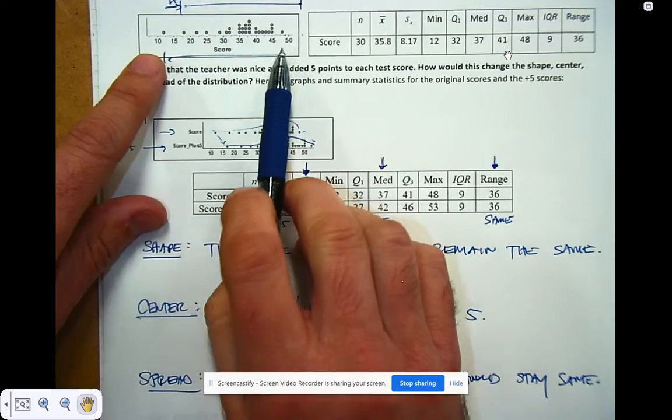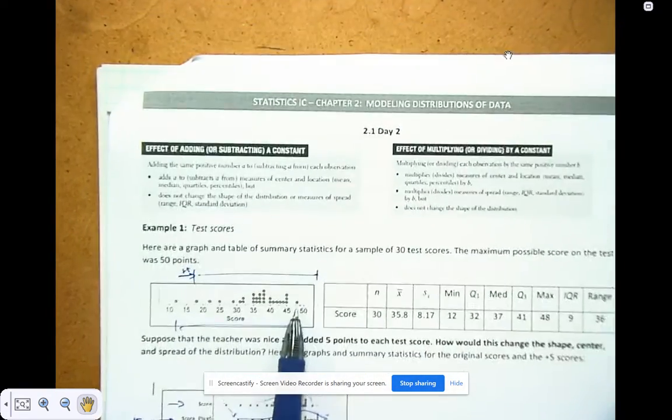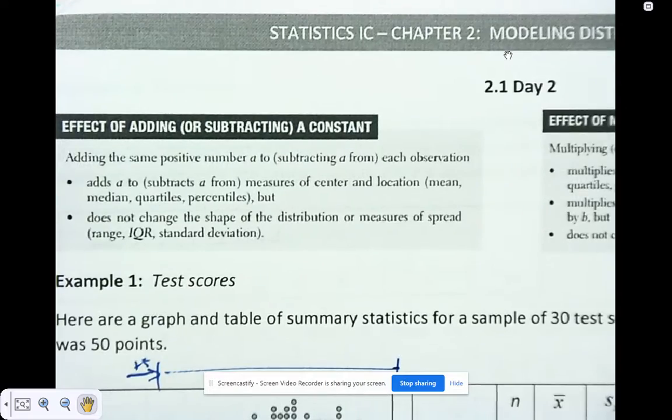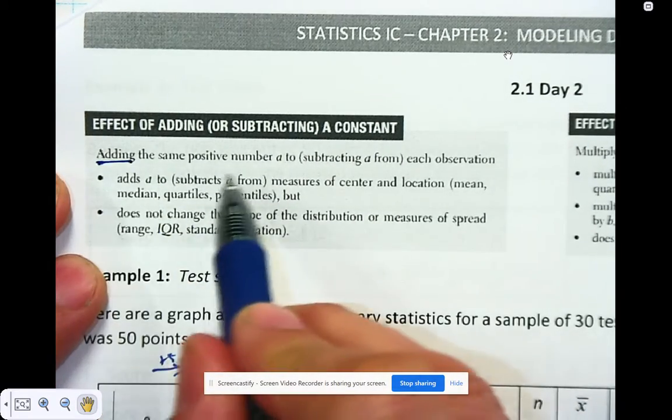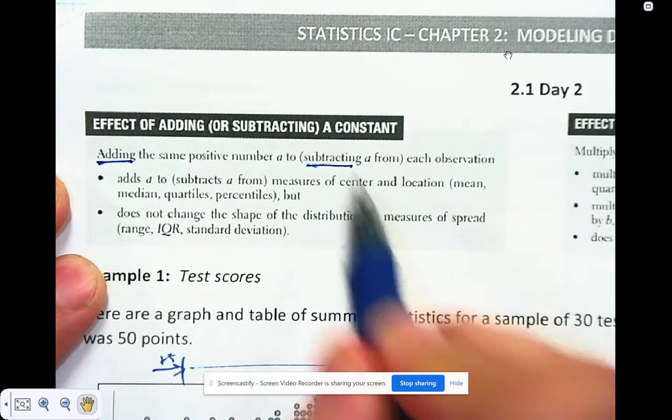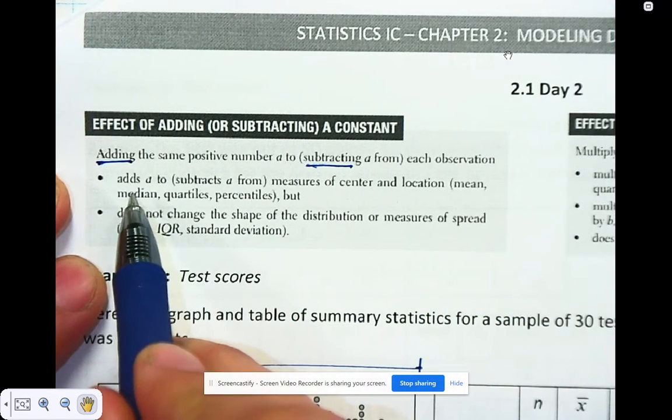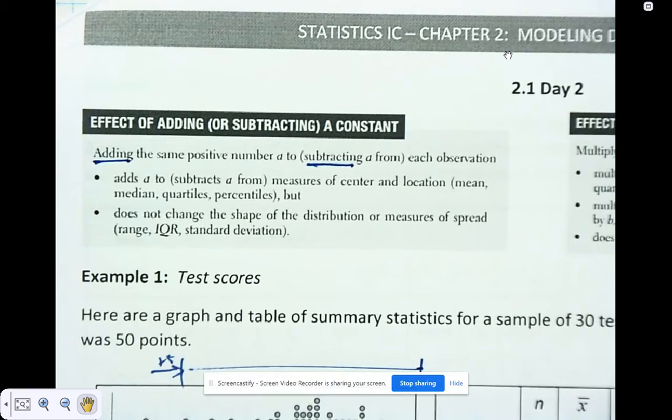Given a set of data, that's what these boxes are up here, okay, it summarizes it for you. If you add, right, the same positive number or subtract, what happens? It tells you right here exactly what we talked about.